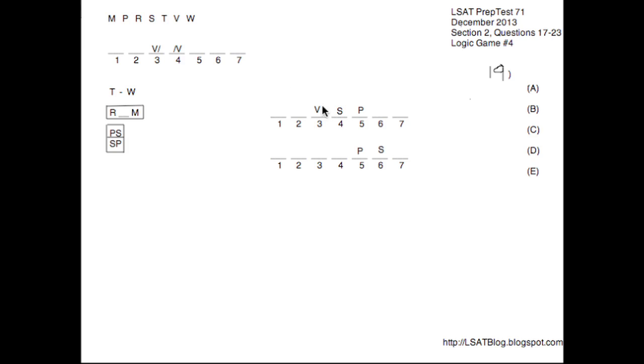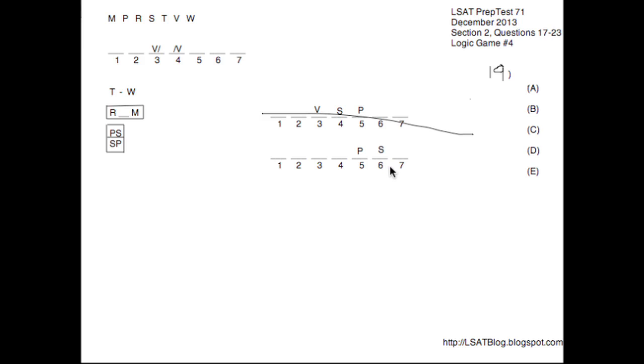Now the problem that results is, since we have to have R space M, there's no room for that because we only have 2 spaces open on each end, no place where there's a block of 3 where we could have R space M. So S on 4 is invalid, leaving us with the possibility where S goes on 6.